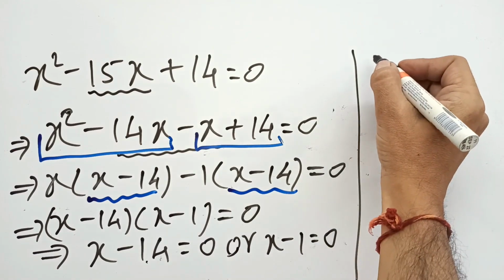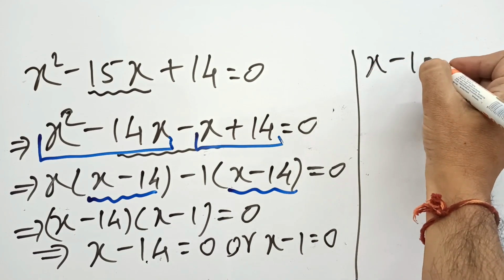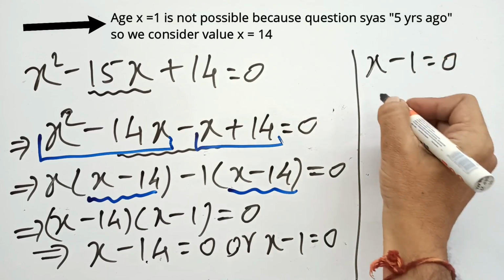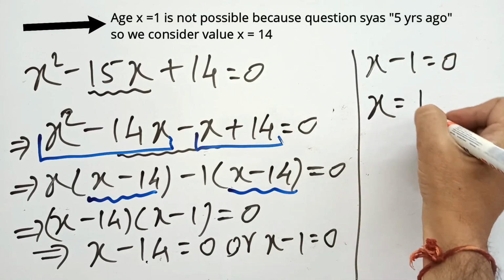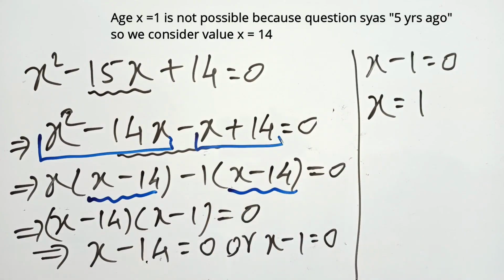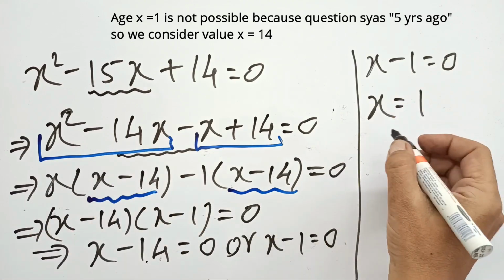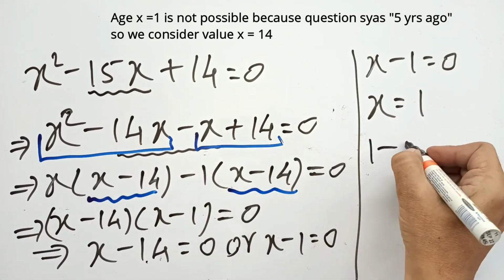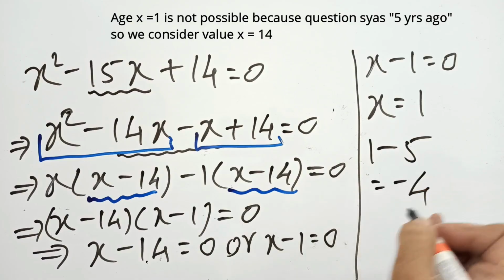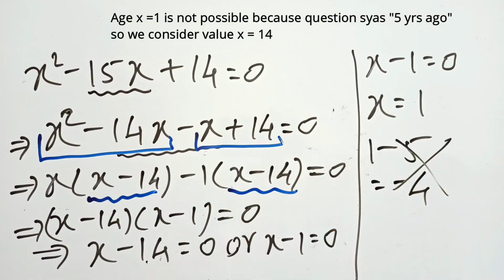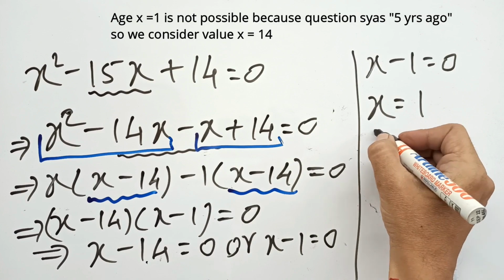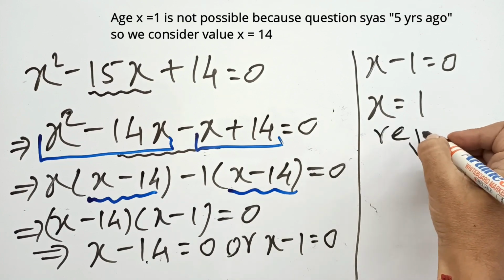Now listen carefully student, if we consider x minus 1 is equal to 0, so Anshul's present age would be 1 year. This is not possible because in the question it is given that we are talking about 5 years ago. So 5 years ago Anshul's age will be minus 4. That is not possible. So we will reject this value.